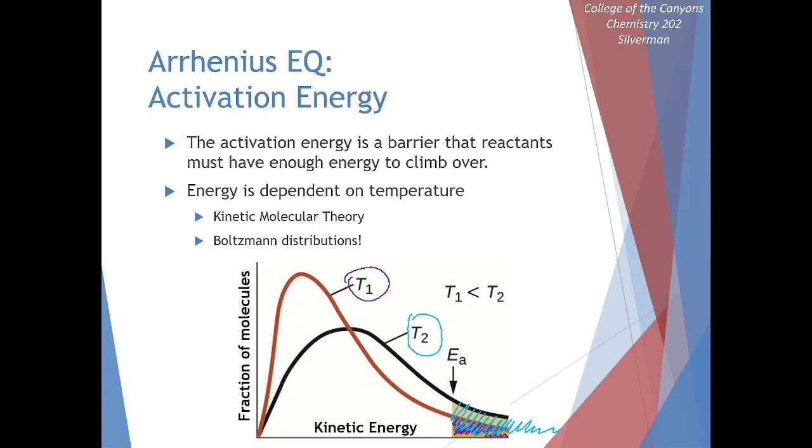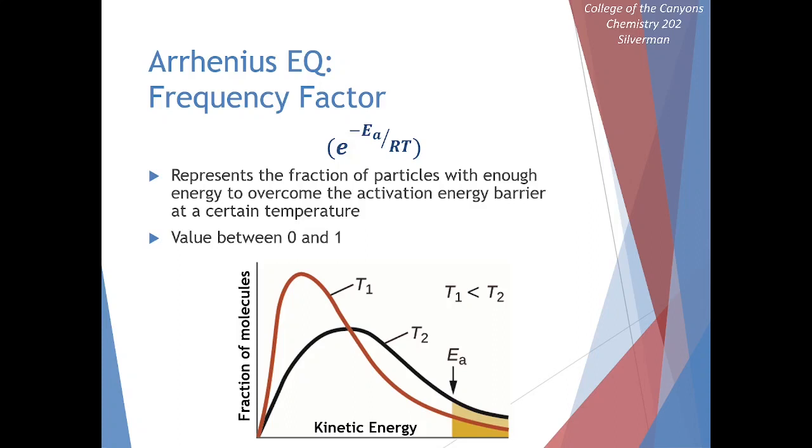Notice here, we're shading the area under the curve on this Boltzmann distribution to show what fraction of these molecules have sufficient energy to do our reaction. Well, this is related exactly to that term in our Arrhenius equation. The exponential factor is exactly the area under the curve past that activation energy. Right? So this frequency factor represents how many of our particles have enough energy to overcome that activation energy.